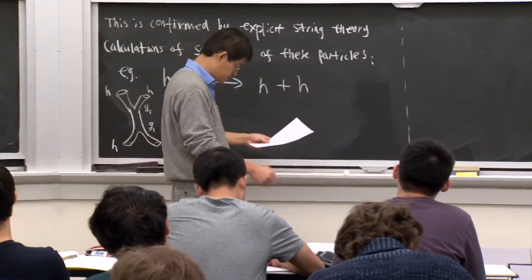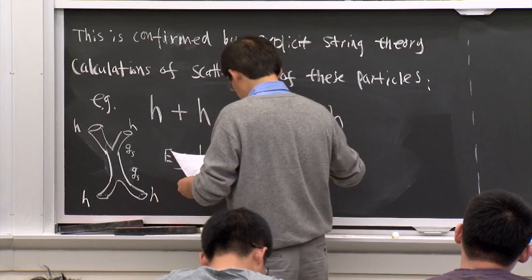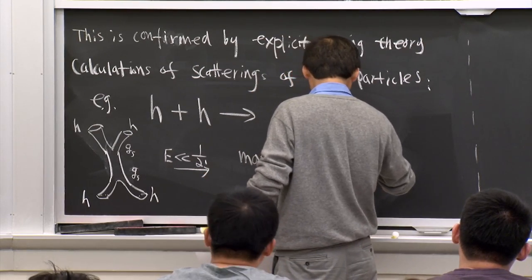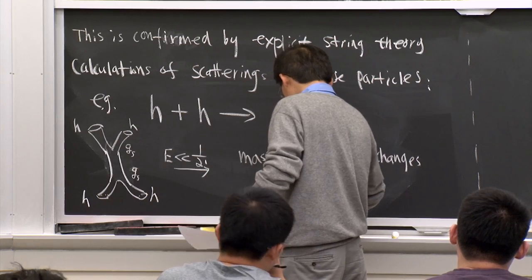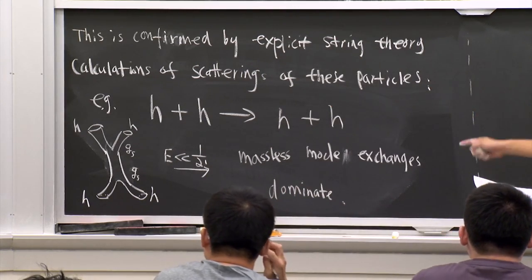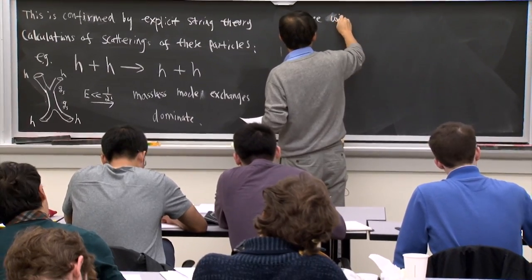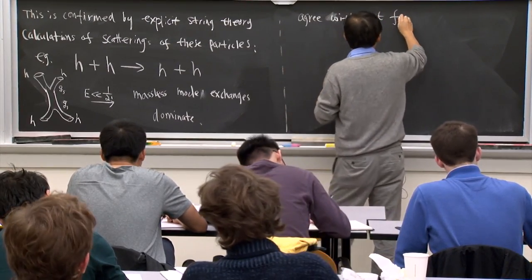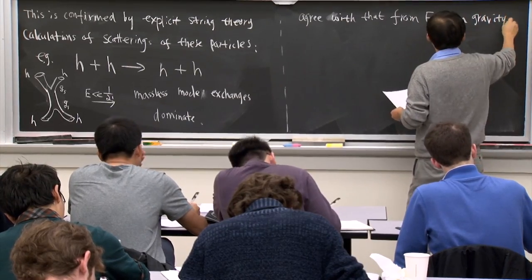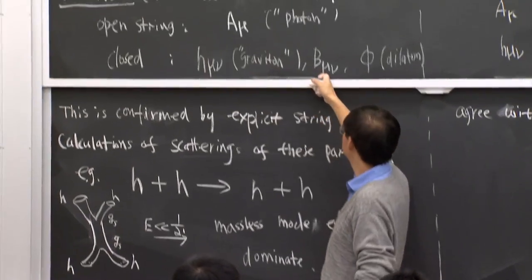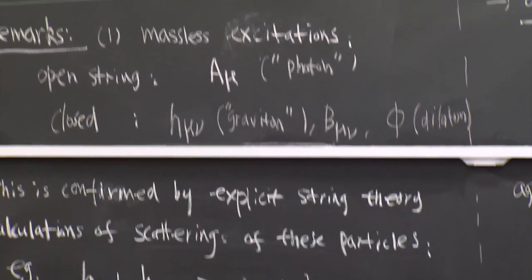So more explicitly, when you go to low energies, only massless mode exchange dominates. And then you find that the answer precisely agrees in the low energy limit with that from Einstein gravity, well, because you not only have the graviton, you also have this B and phi. They are also massless modes. So this is a slight generalization of Einstein gravity.